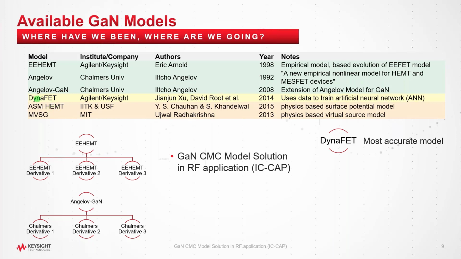So Dynafet, we'll just talk briefly. It's not the main focus today, but it's a Keysight proprietary model. It's the most accurate model in the business in terms of low and medium power GaN devices. It's a neural network model, so you have to train it. So we have some data to show on that a little bit later. And then the stars today are the physics-based models, the Asm HEMT and the MVSG. And we're gonna go into much more detail why they have the stars.